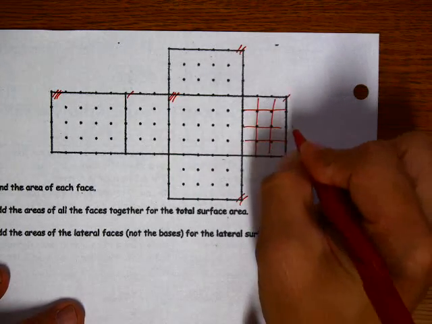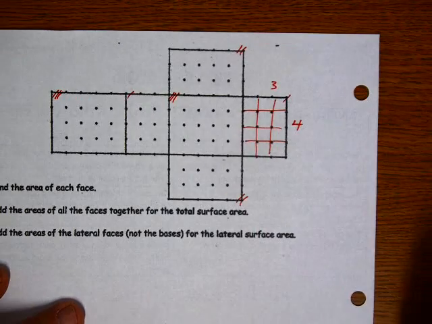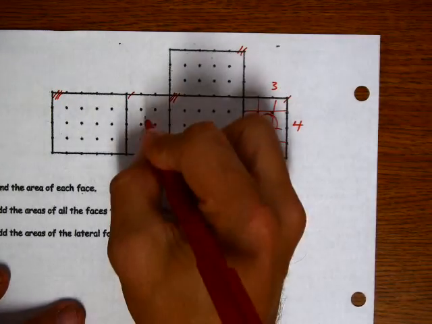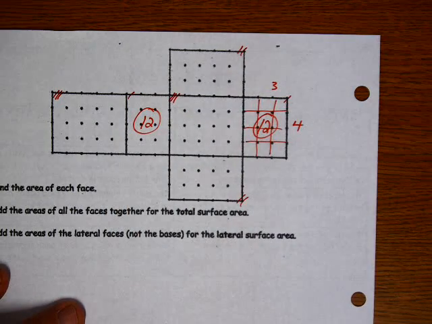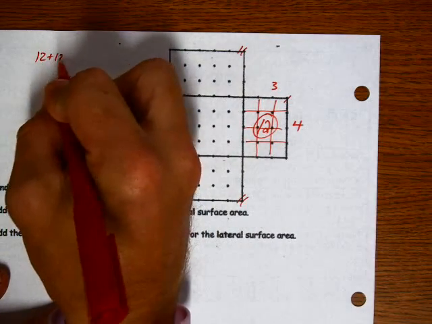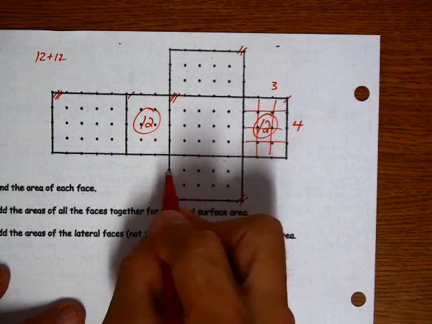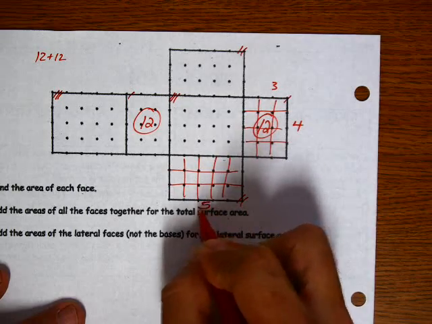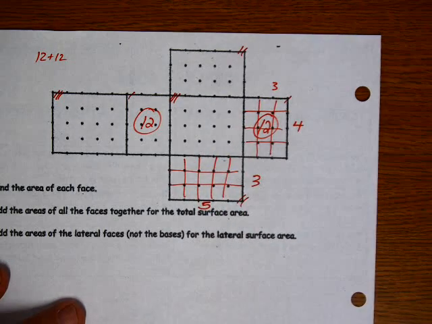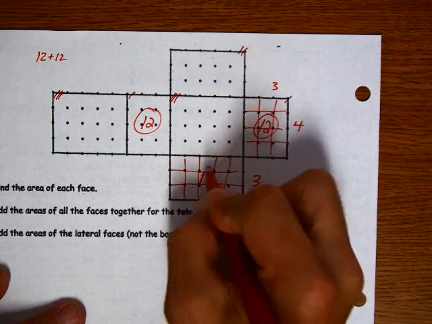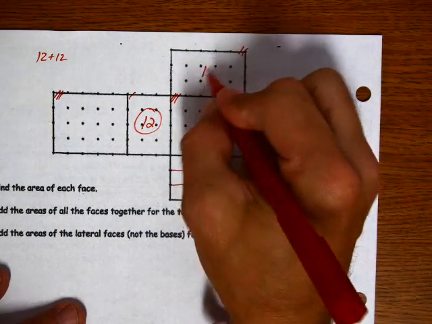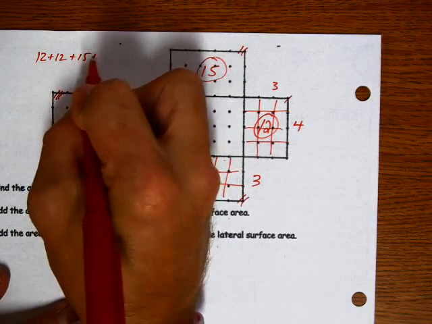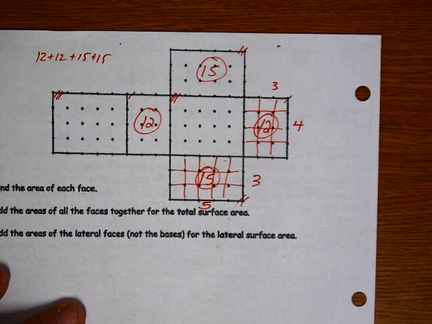So let's start with the little one down here, which if we do this on our paper, it helps us figure out that this is a 4 by 3 rectangle, and it has an area of 12, and there are 2 of them. So I've got 12 plus 12. And I got this one down here, which is a 5 by 3 rectangle, which means it has an area of 15, because 5 times 3 is 15. And this one also has an area of 15. So we got plus 15 for both of those.